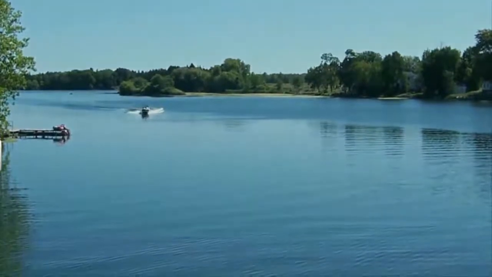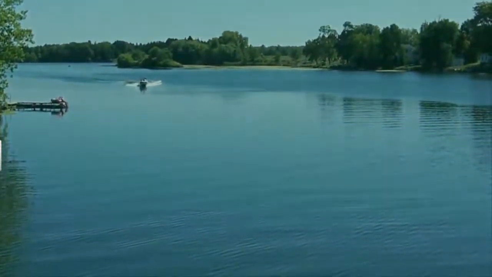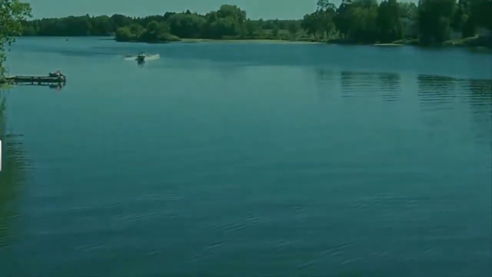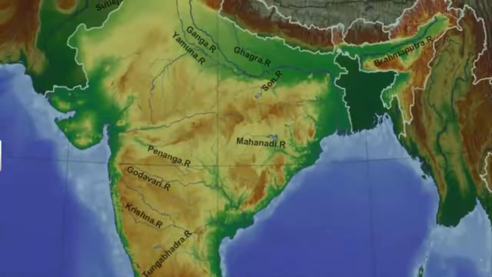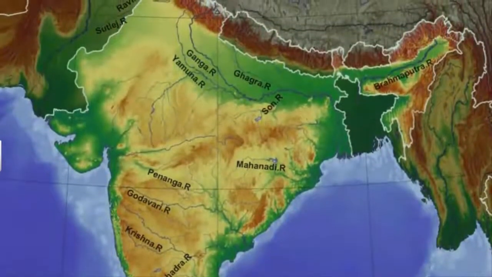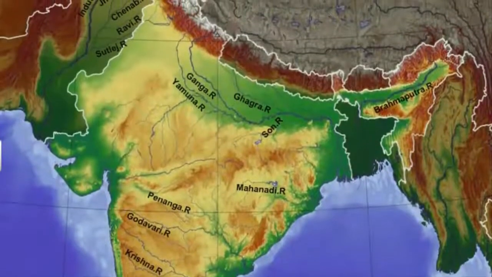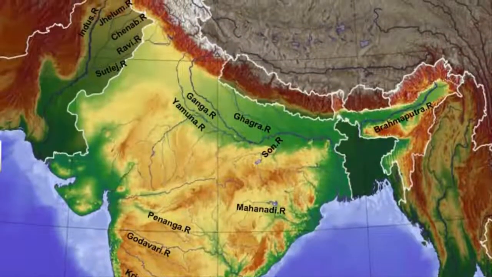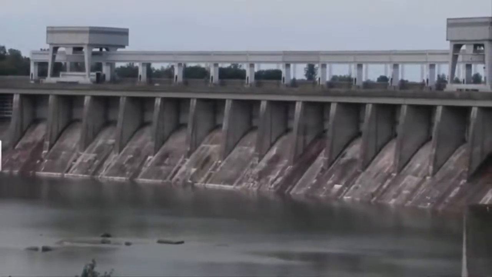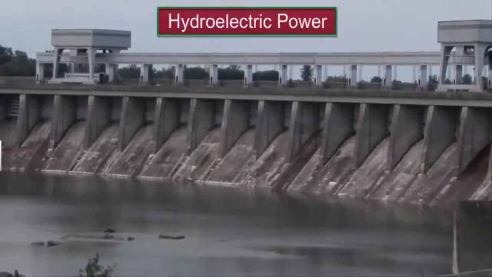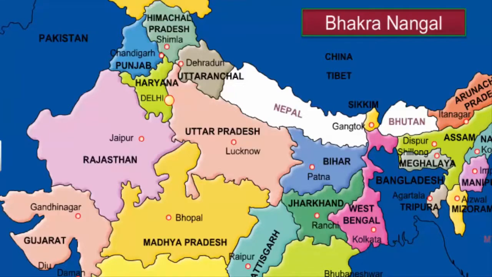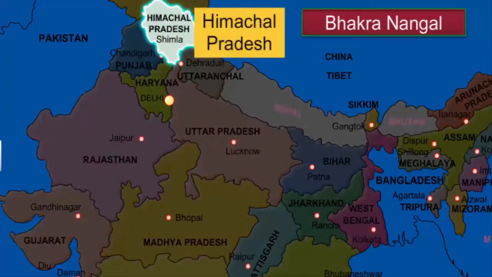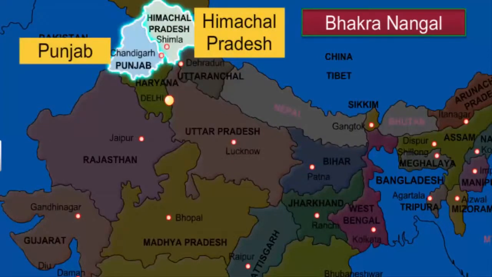The primary reason is that we depend on rivers for fresh drinking water and water for irrigation. Especially so in our country, where a majority of the population is occupied in agriculture for their livelihood. River water is also used for generating hydroelectric power. For example, the Bhakra Nangal Power Project generates enough electricity to supply to the states of Himachal Pradesh, Punjab, Haryana, Gujarat and Delhi.